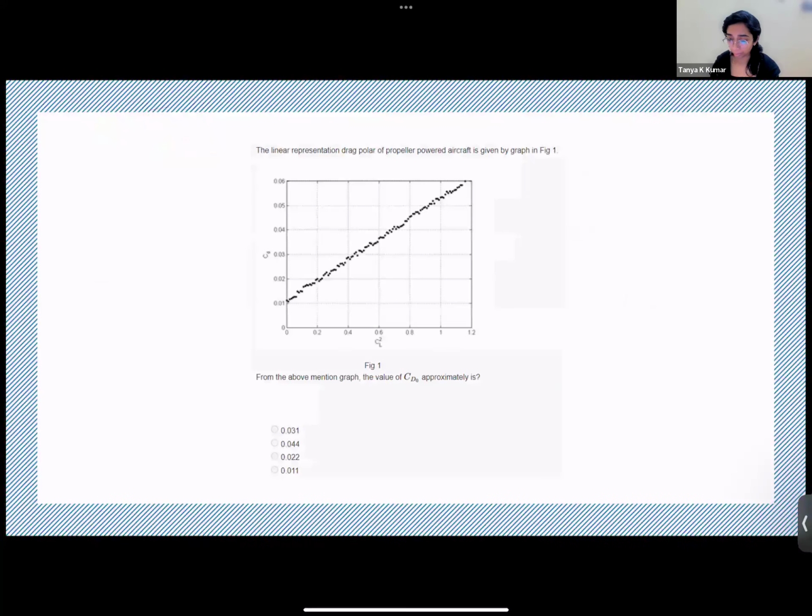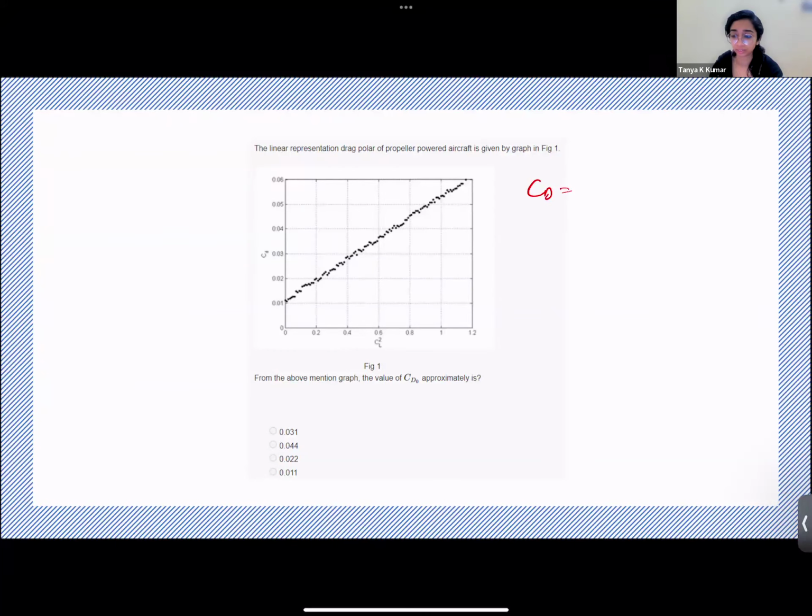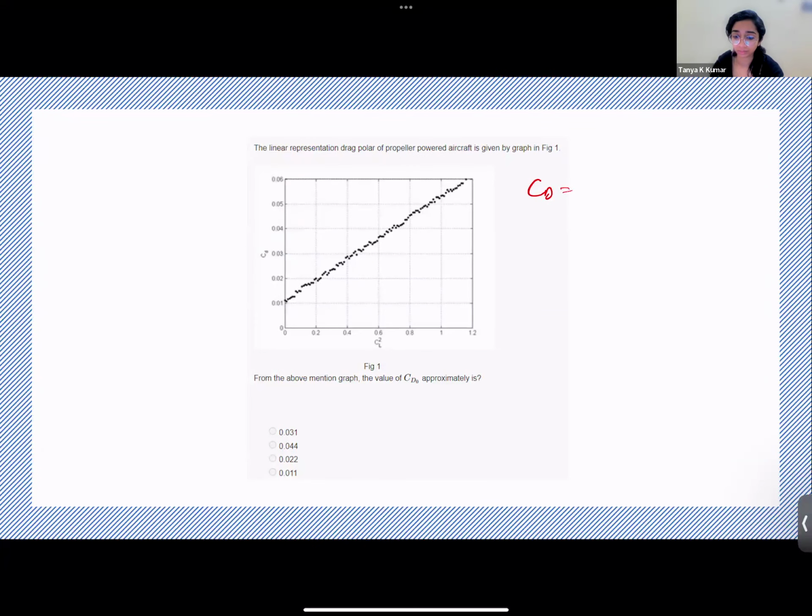Okay, let's start with some questions. I hope it's clear. The linear representation of the drag polar of a propeller powered aircraft is given by this graph. From the above mentioned graph, what is the value of CD naught approximately? Try doing this. Very simple, right? So what was the equation for drag polar? CD equals CD naught plus K CL square. Correct. Now they've asked you the CD naught value approximately from the graph.